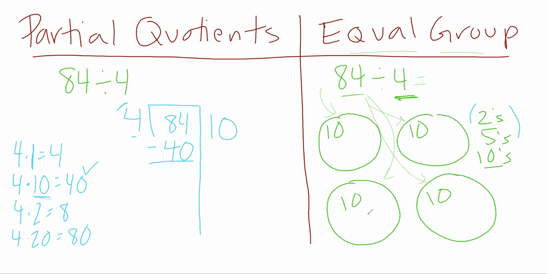I use this fact over here. I said 4 times 10 equals 40. I'm going to subtract that. I have 44 left, right? And so there's like a group.